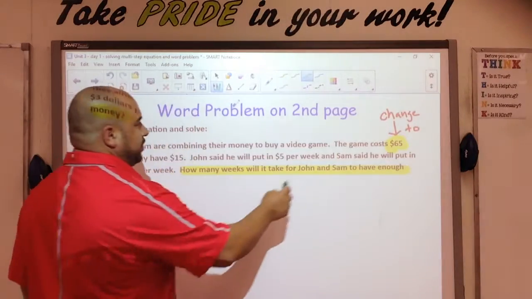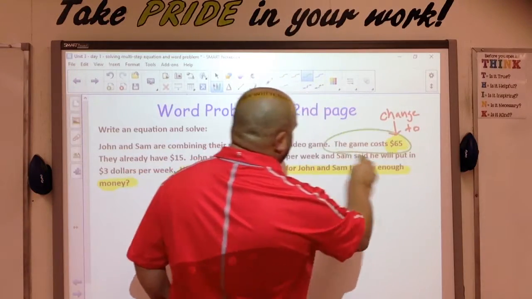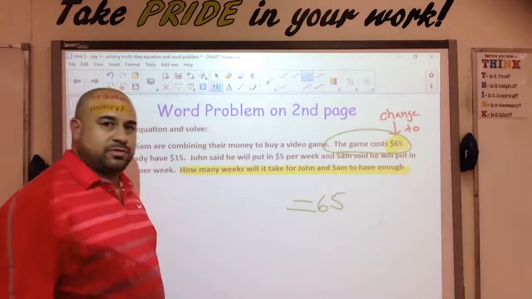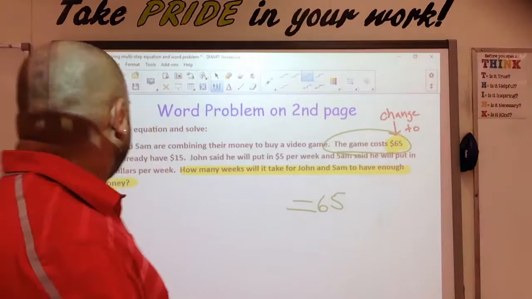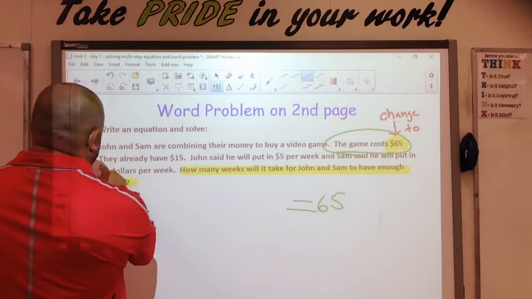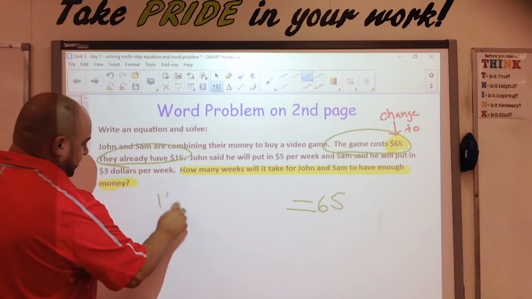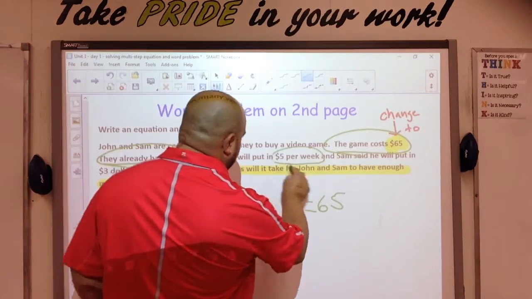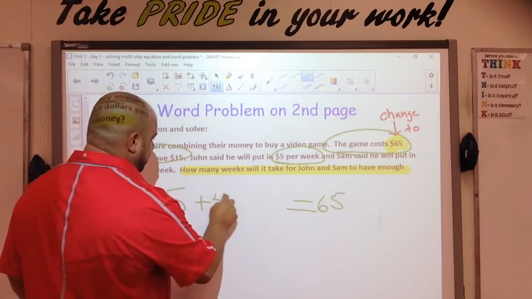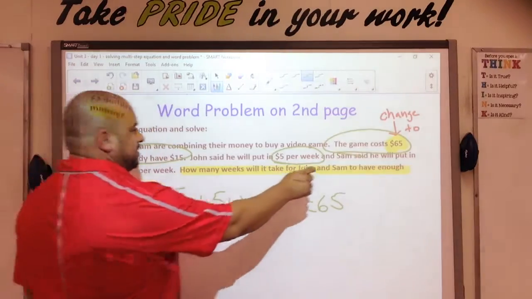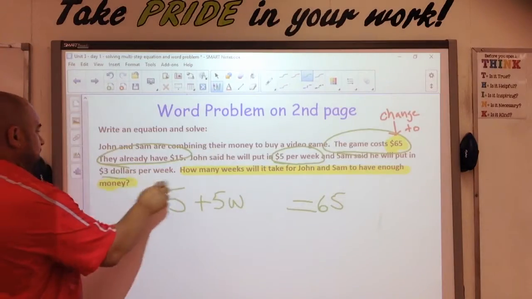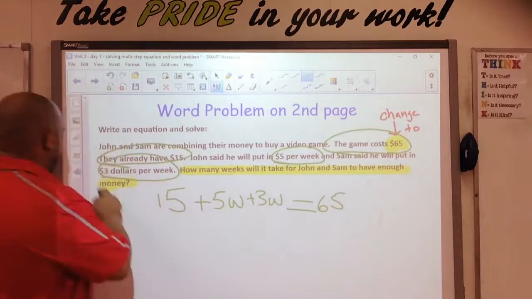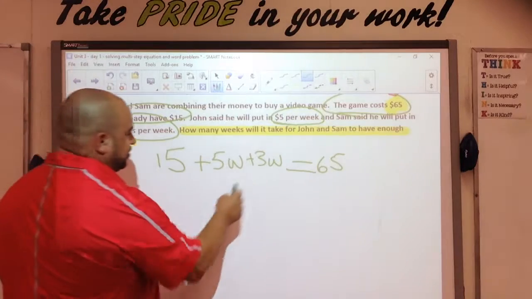First, we're going to start off with the total. The game costs $65. So I'm going to write equals 65. They already have 15. So I'm going to put 15 here. John said he would bring in 5 per week. So I'm going to do 15 plus 5W. Sam said he would put in $3 per week. So plus 3W. So let's take this equation now and solve it.